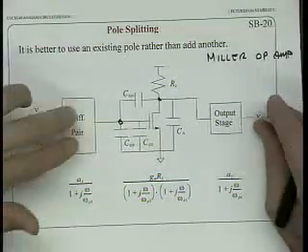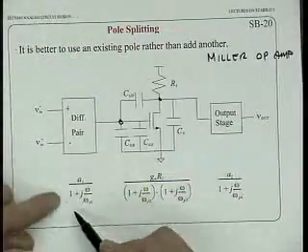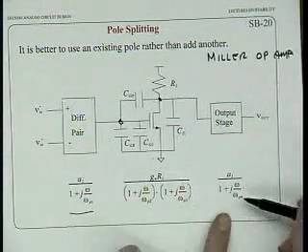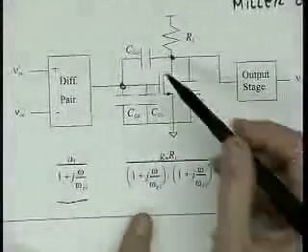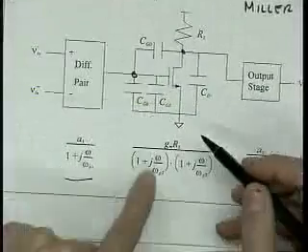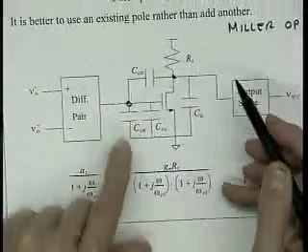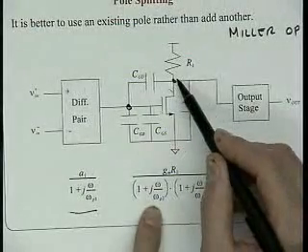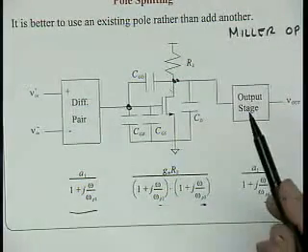Let's take this case though. Differential pair, gain stage, output stage. Let's say the differential pair has a pole at omega P1. Let's say the output stage has a pole at omega P4. And this inverting stage, let's say it has two poles. It has a gain of gmRL, gm of this transistor times RL. There's a pole on the input side, and there's a pole on the output side. Let's say it's these two poles, okay? And where are those two poles at?